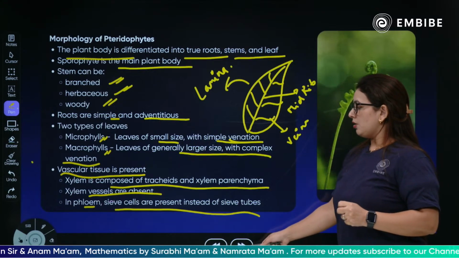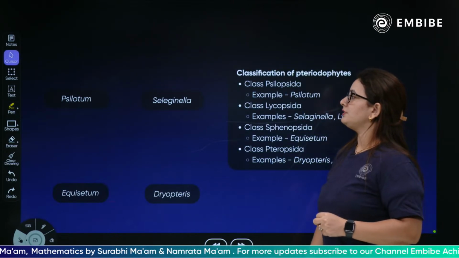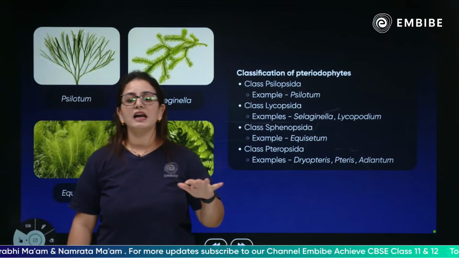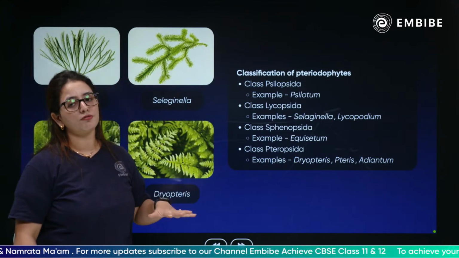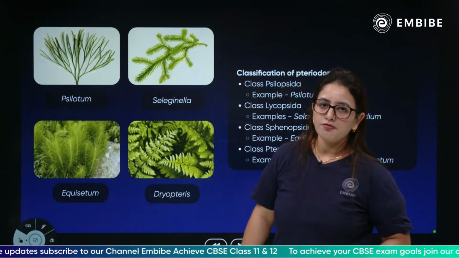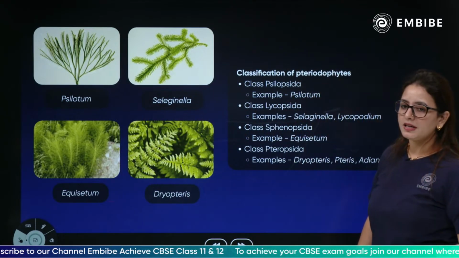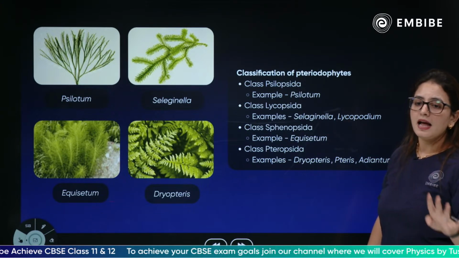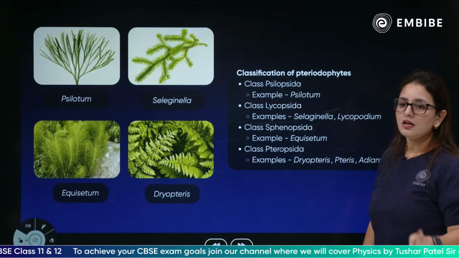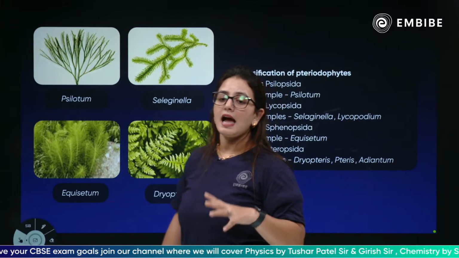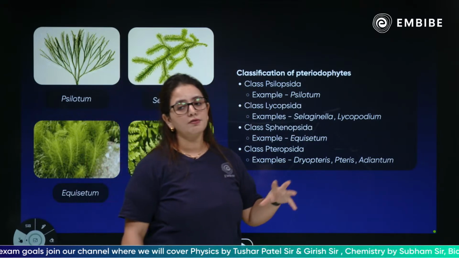Yes, moving forward, children, next we have the classification. Talking about the classification of the pteridophytes, we have four classes: the first is the Psilopsida, the other is the Lycopsida, the other is the Sphenopsida, and the last is the Pteropsida. So these are the four classes of pteridophytes existing.